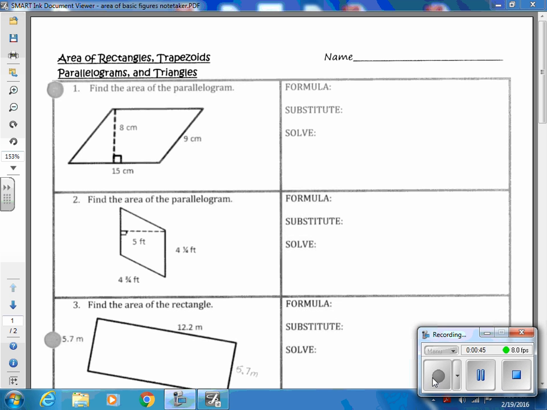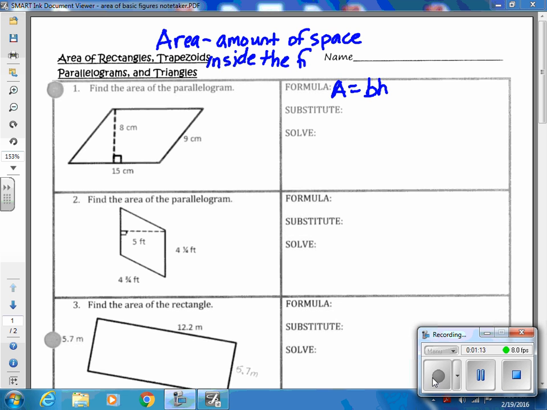So the formula that we use for area of parallelograms is area equals little b times little h, which stands for base times height. Right, and before we do anything further with this, the one thing I do want to remind you of from the past is the definition for area. Area is the amount of space inside the figure. So when we're finding these areas for all these different shapes, we're finding the amount of space inside of that shape.